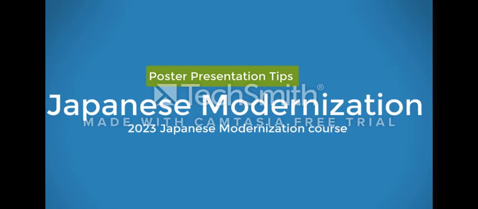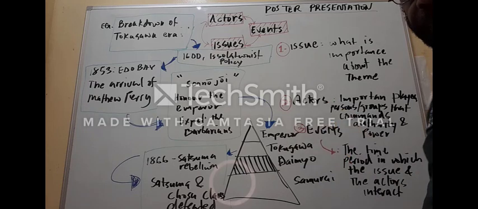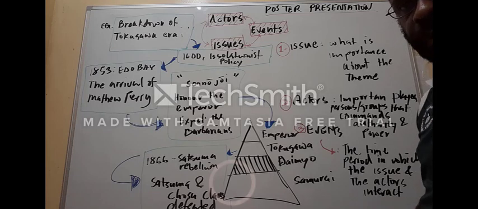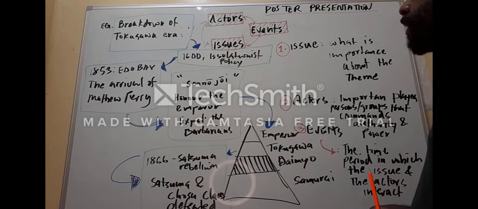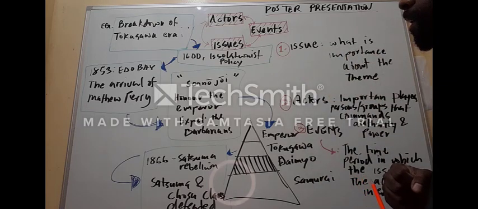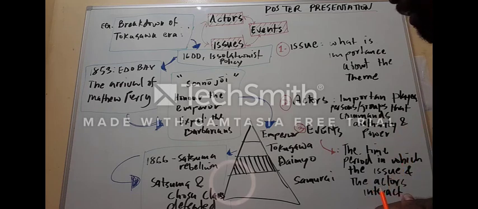So this is a rough sketch on how to go about doing a poster presentation. The idea for our poster presentation project is to engage these various indicators here to help us explain the poster presentation in our topic on Japanese modernization.